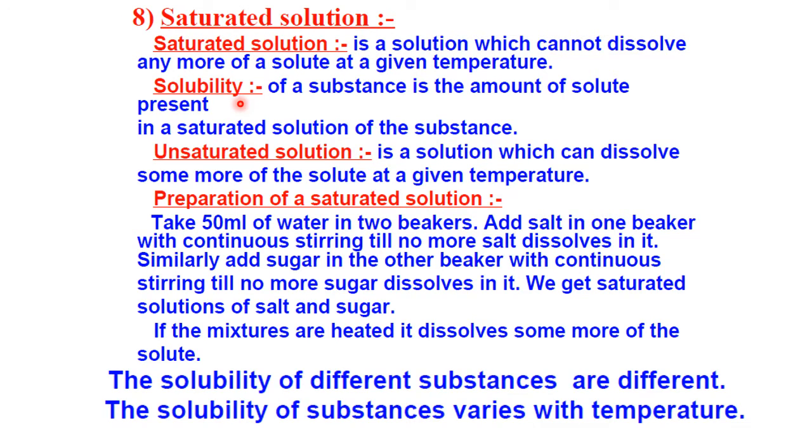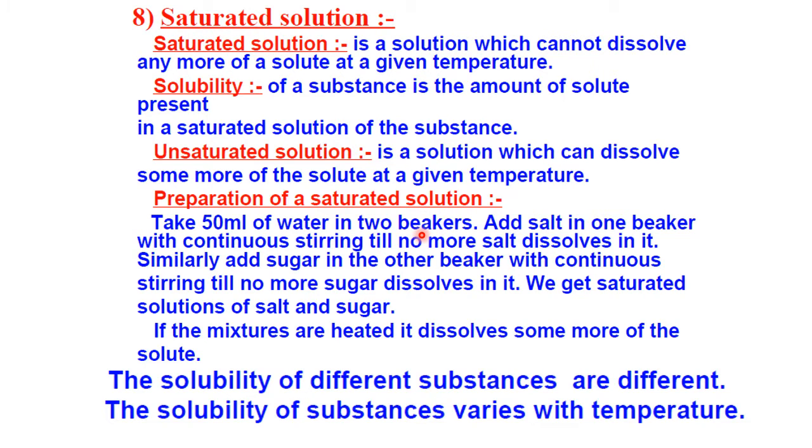And what is solubility? Solubility of a substance is the amount of solute present in a saturated solution of a substance. Next one is unsaturated solution, which is a solution which can dissolve some more amount of solute at a given temperature. That means even if it has not reached the saturation point, at a given temperature it can take some more amount of solute into it.